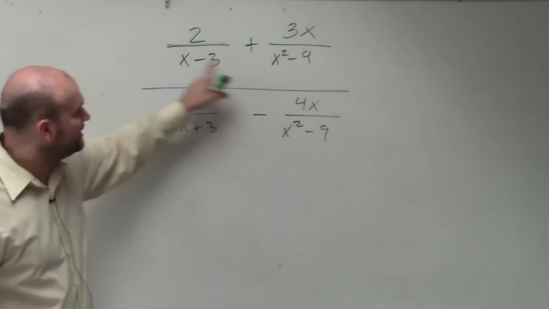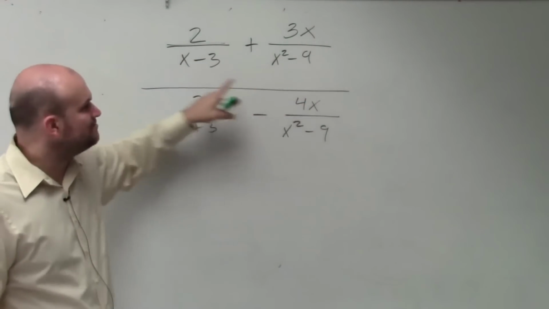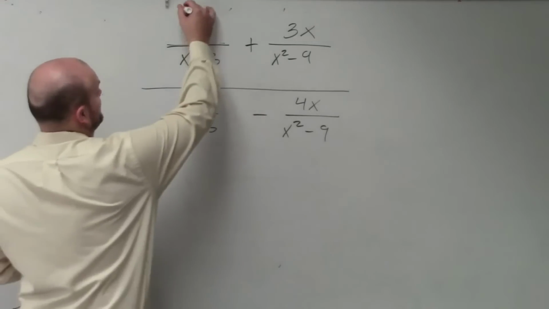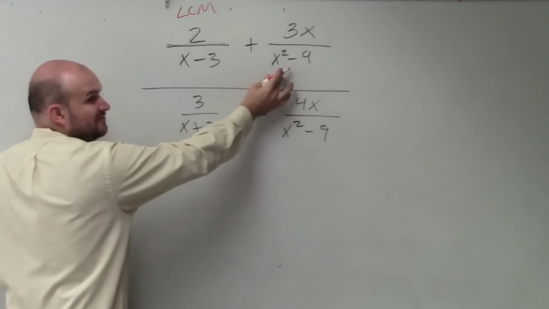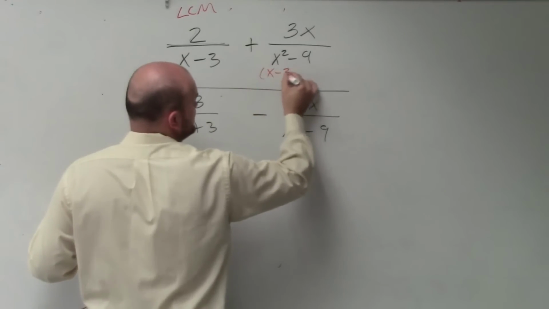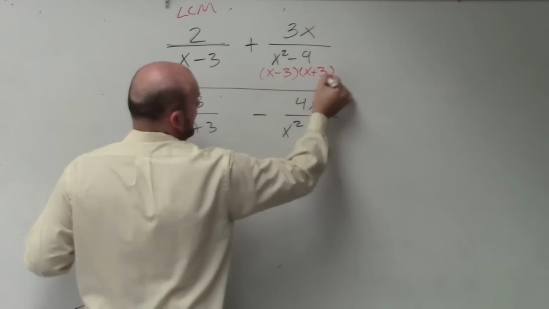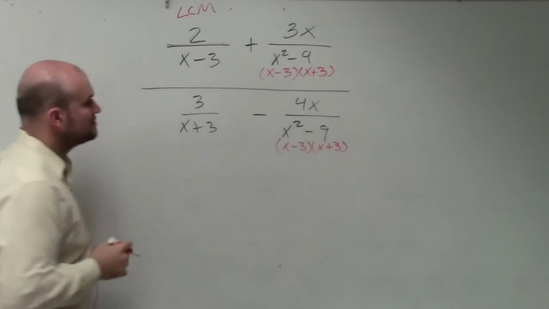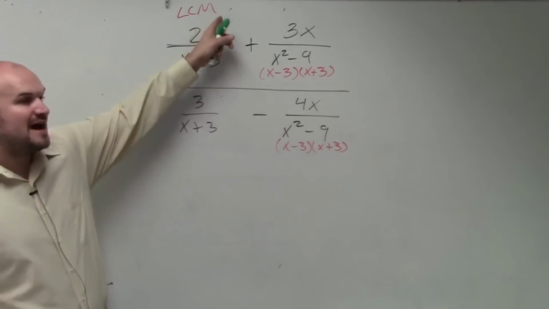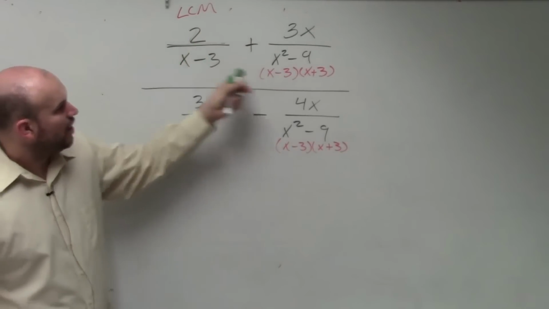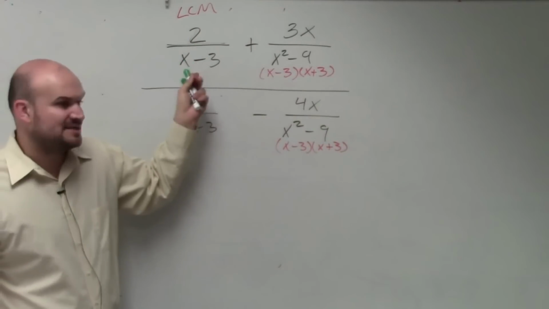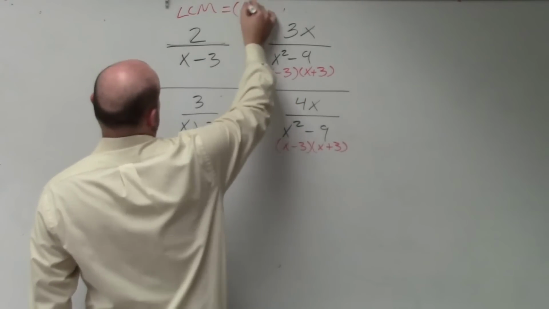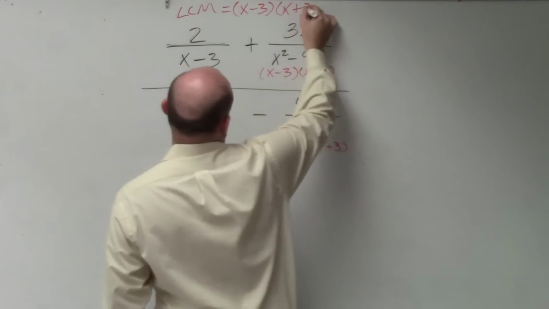To get rid of these, all I simply need to do is multiply every single term by my LCM. So let's figure out what the LCM is. Well, here I can factor this. Difference of two squares tells me this is factored form x minus 3, x plus 3. So if you look at this, the common multiple for all of these has to contain at least an x minus 3 and an x plus 3. Does everybody agree with me? So my common multiple is x minus 3 times x plus 3.